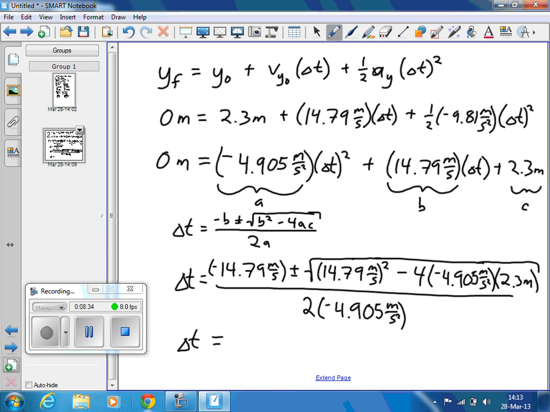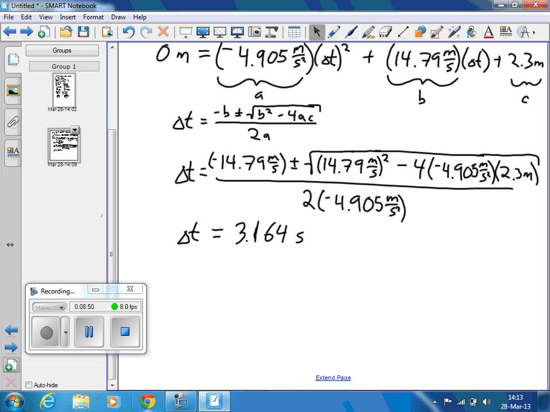I find that delta t equals 3.164 seconds, which seems about right for the length of time a baseball throw is in the air. Maybe a little bit long, but it's at least the right order of magnitude. I can plug that back into my constant velocity equation that will tell me what the final x position of this ball is.